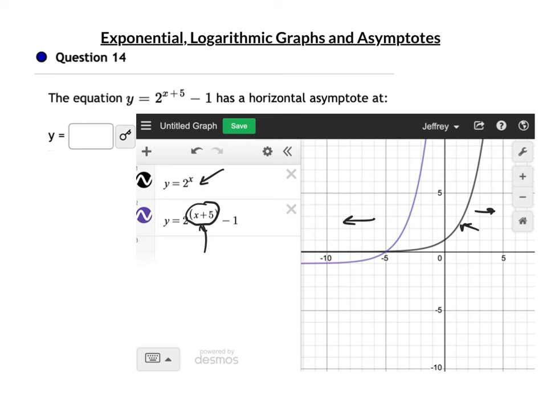What does matter is this -1. This is a vertical transformation. It takes every y value and moves it down 1. And that's why this equation here is down 1. And the asymptote then gets moved down 1. And it becomes a line y equal -1. A horizontal line through -1 on the y-axis.